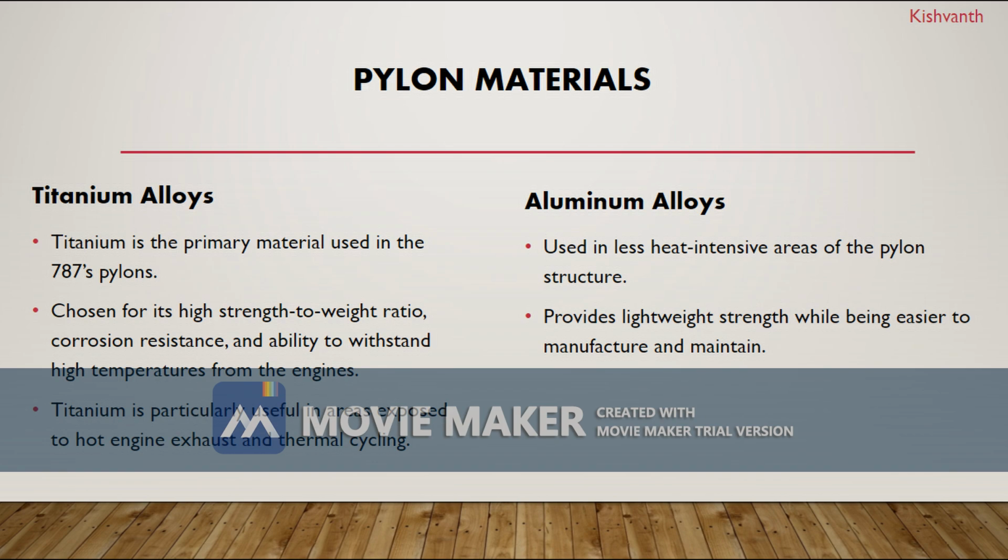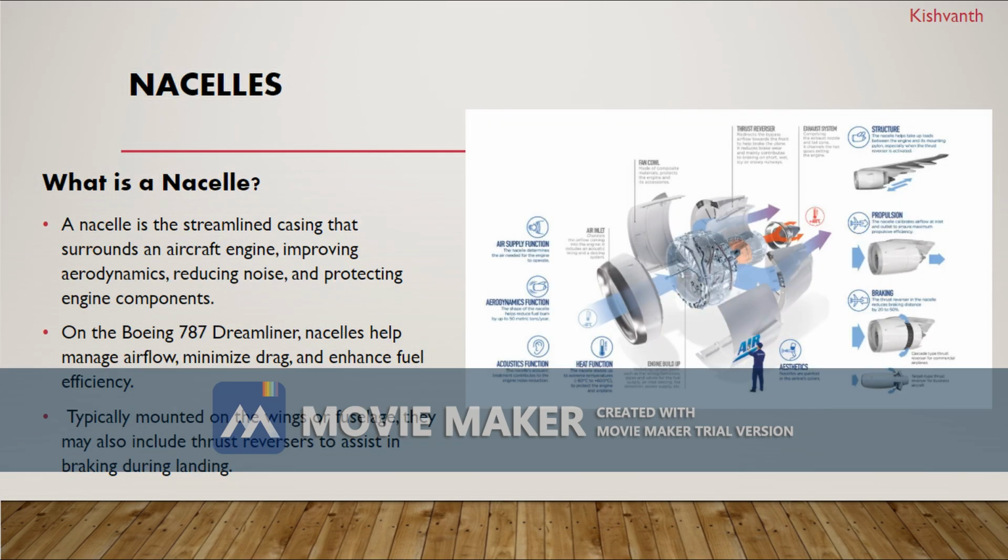Next is the aluminum alloys. Used in less heat-intensive areas of the pylon structure, provides lightweight strength while being easier to manufacture and maintain.